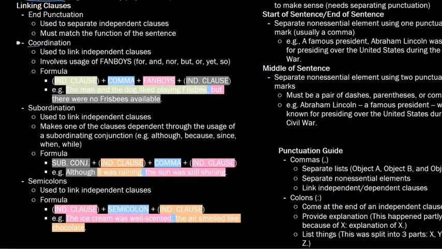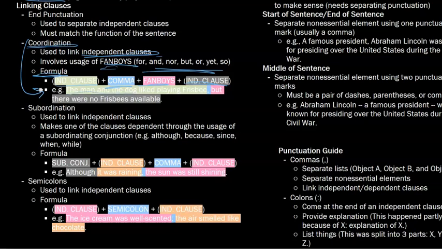Now, coordination is our first way to link independent clauses, and we need to use FANBOYS. What's FANBOYS? It's an acronym for for, and, nor, but, or, yet, and so. We're going to use this formula, and you should memorize it: independent clause plus comma plus FANBOYS plus another independent clause. This is how you link using the coordination skill.